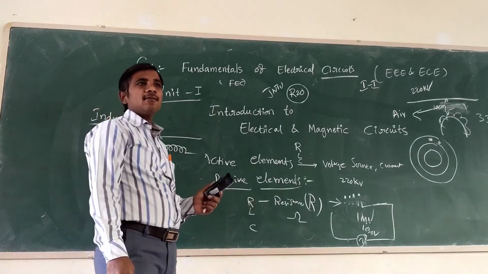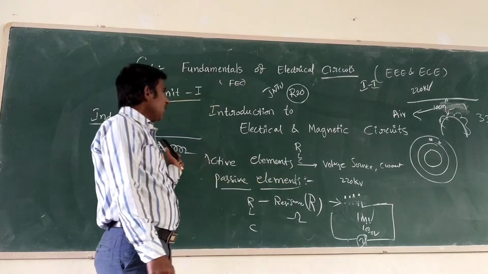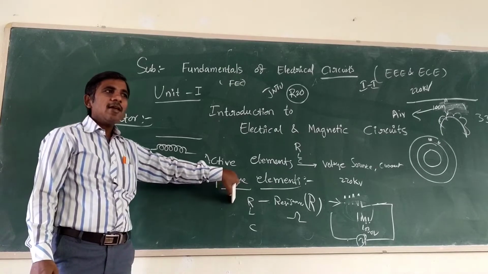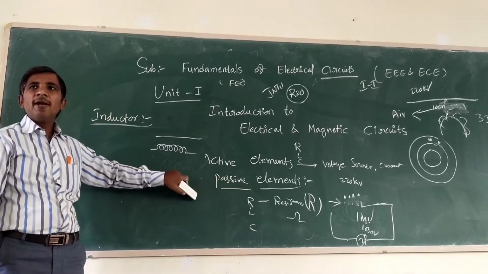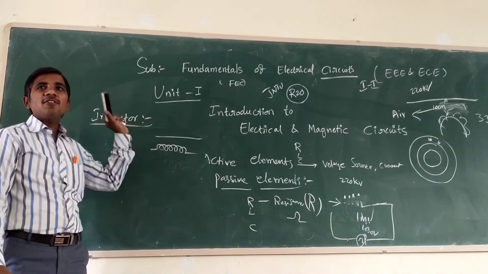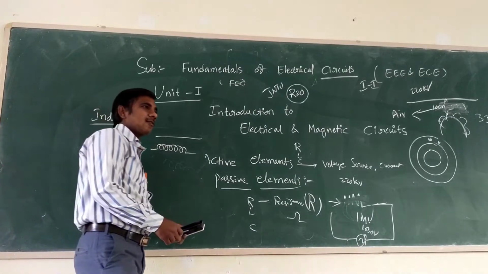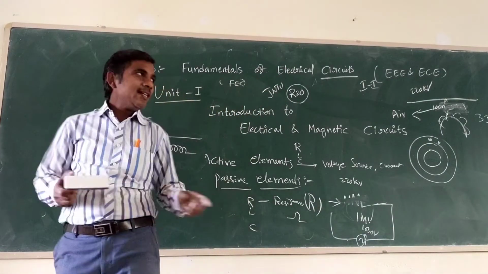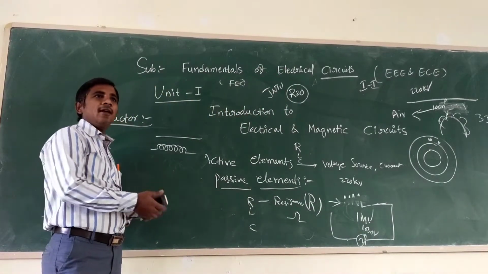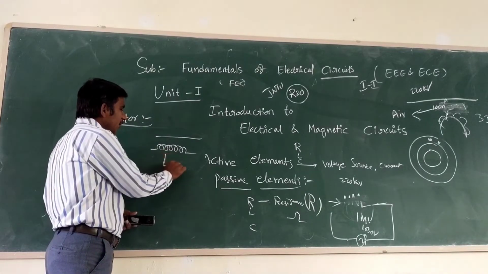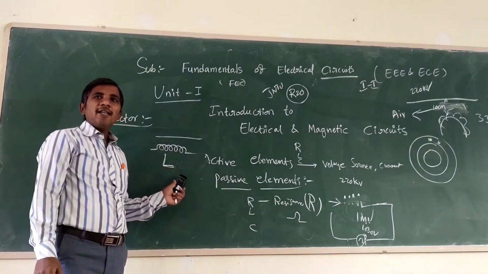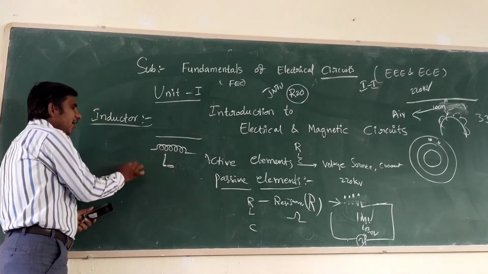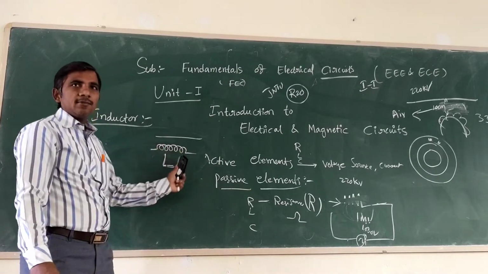It acts as an inductor. An inductor is a two-terminal passive element. Okay, again we are remembering passive elements. An inductor is a two-terminal passive element which opposes the sudden change of current. That is the difference. Inductance is offered by the inductor. Inductance is the property of this inductor. Inductor is denoted by the letter L, and inductance is the property of the inductor.